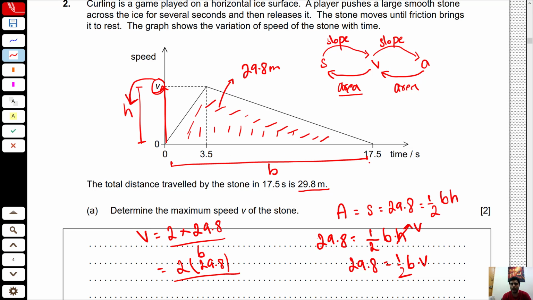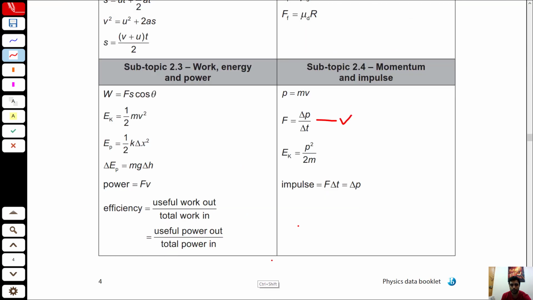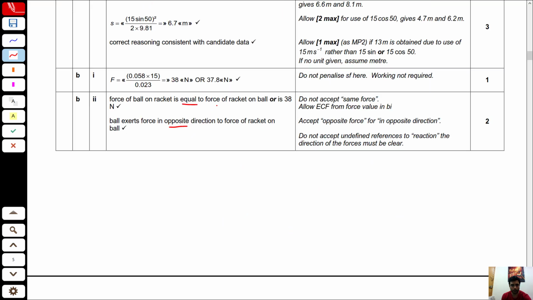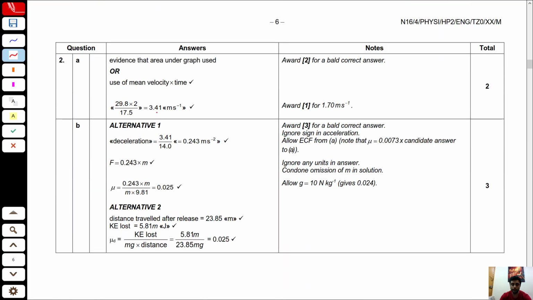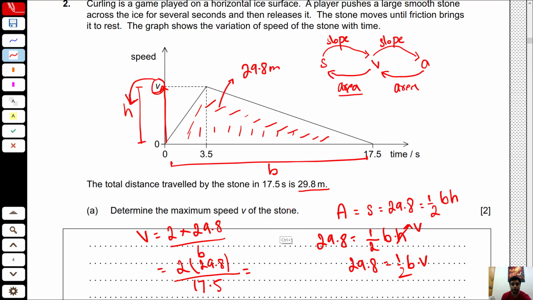b is the base, and our base is 17.5 seconds. So just put 17.5 there and hit the calculator. The answer will be around 3.41 meters per second, corrected to 3 significant figures. Why 3 significant figures? Because the maximum given significant figure is 3, so we cannot exceed 3 significant figures here. That's the maximum possible speed that can be achieved by the body, 3.41 meters per second.